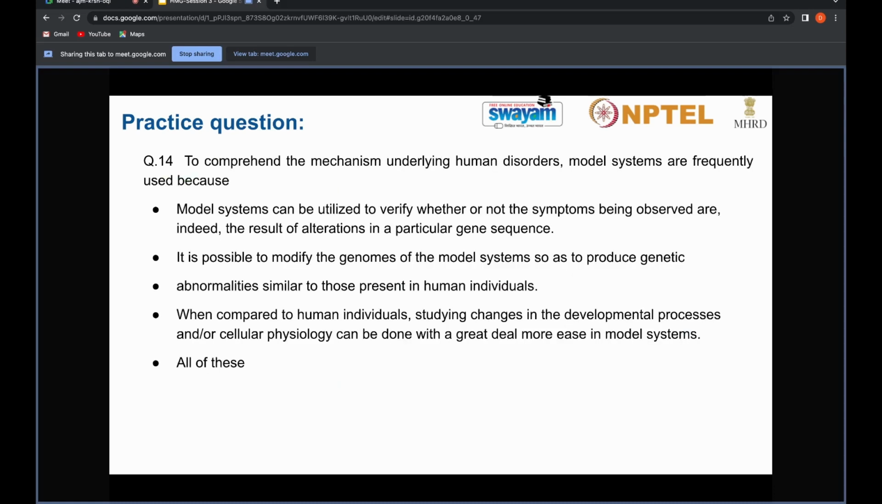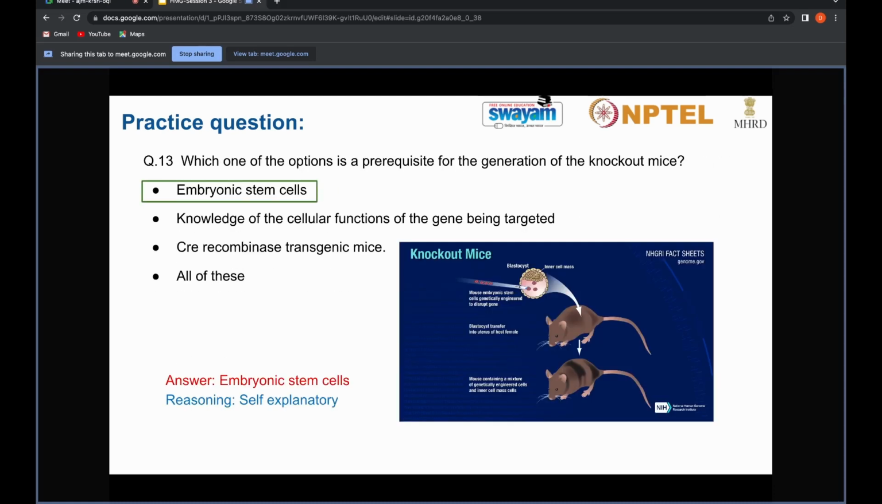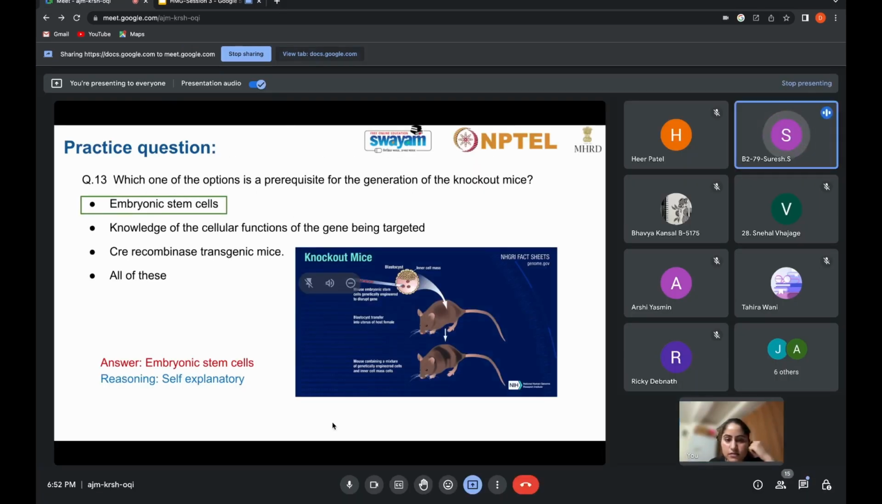So now let's move to the next option. Cre recombination was required now, ma'am. Sorry, can you repeat? Cre recombination also required now. Yeah, but here they are saying the prerequisite for generation.